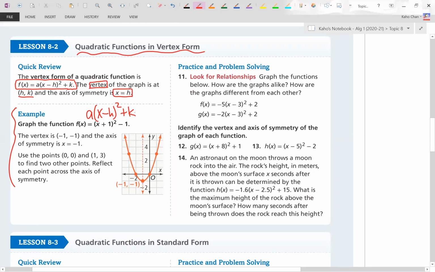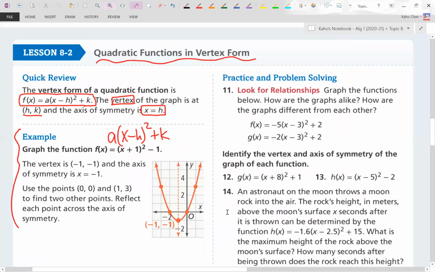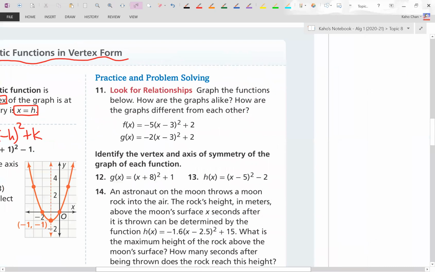All right, let's take a look at number 11. Graph the functions below. How are the graphs alike and how are the graphs different from one another? Take a look at the actual problems themselves. They're both negative, which is interesting. They're upside down. So how are they alike? There's a vertical reflection, so it opens downward. Both of those, because of the negative. Great. What's another thing? They both have the same vertex.